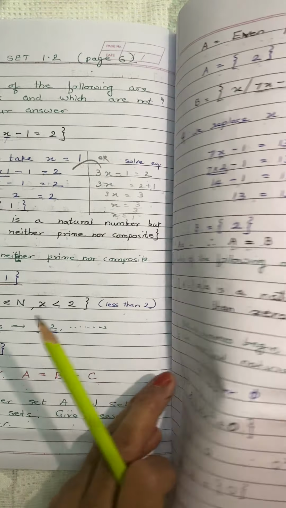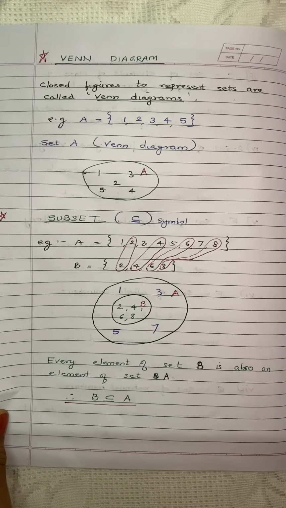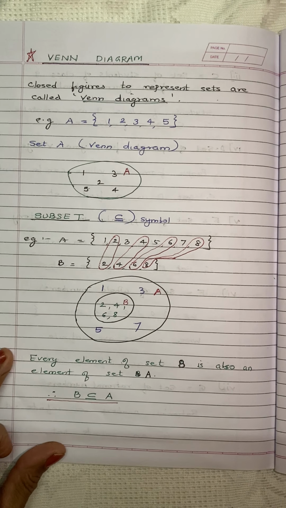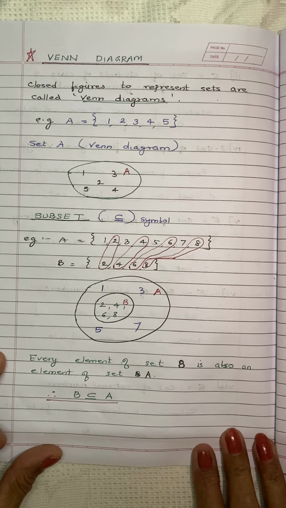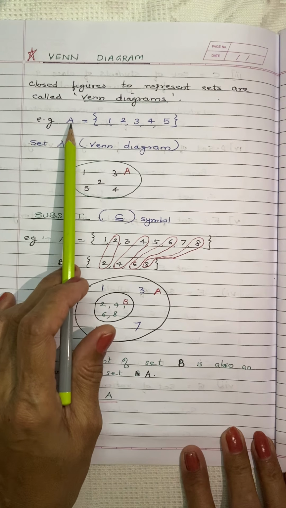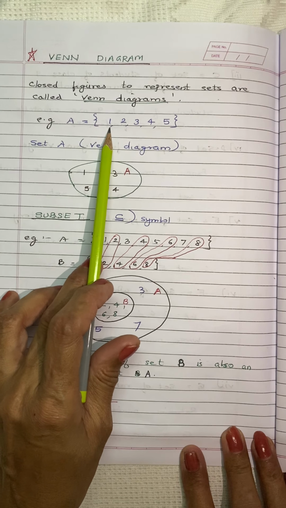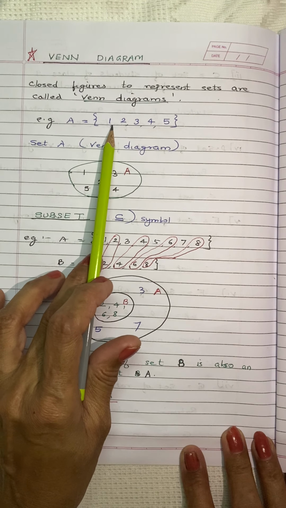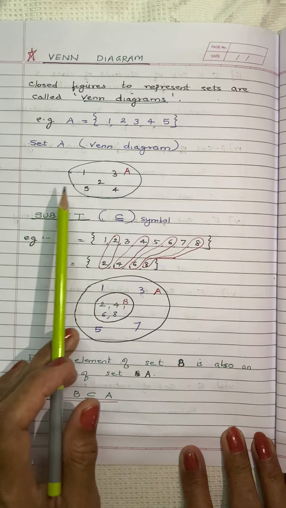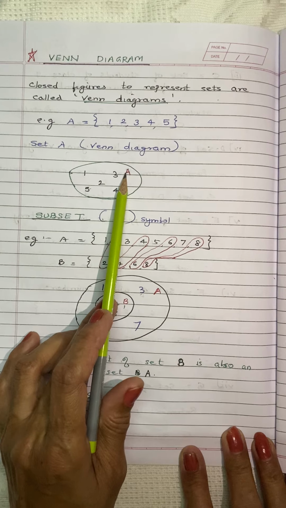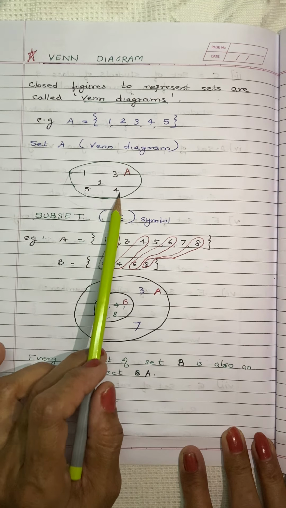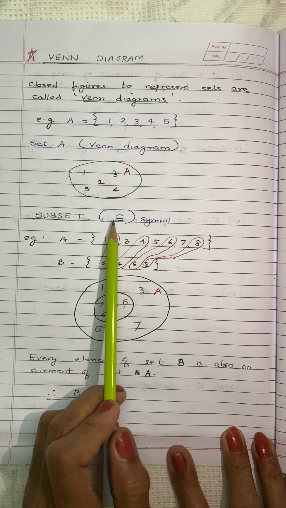Practice set 1.2. Let's begin with the Venn diagram. Closed figures used to represent sets are called Venn diagrams. Example, A is equal to {1, 2, 3, 4, 5}, the set A Venn diagram. So this is the name of the set A on the closed figure, and inside are 1, 2, 3, 4, 5. Now the subset, the symbol is like this.